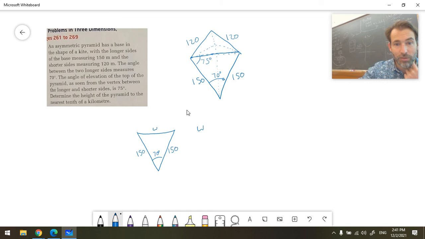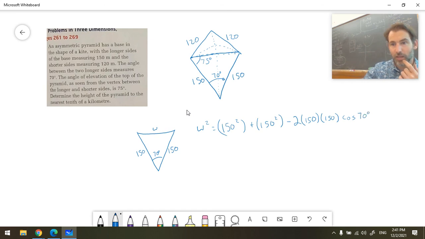So I know that W squared is equal to 150 squared plus 150 squared. So I could have just done times 2. Minus 2 times 150 times 150 cosine of 70 degrees. So I could write 150 squared here. Isn't that neat? I can factor out a 2 150 squared, because this is 2 150 squared. So this is 1 minus cosine of 70 degrees. Okay, so that will give me the value of W.